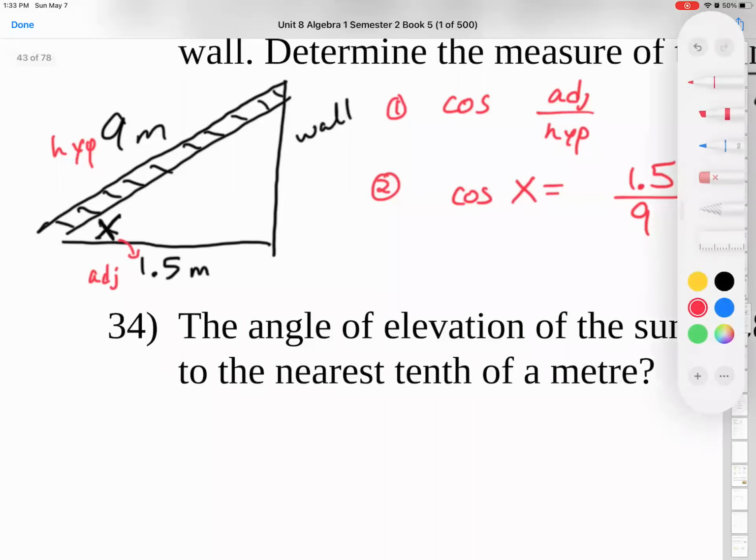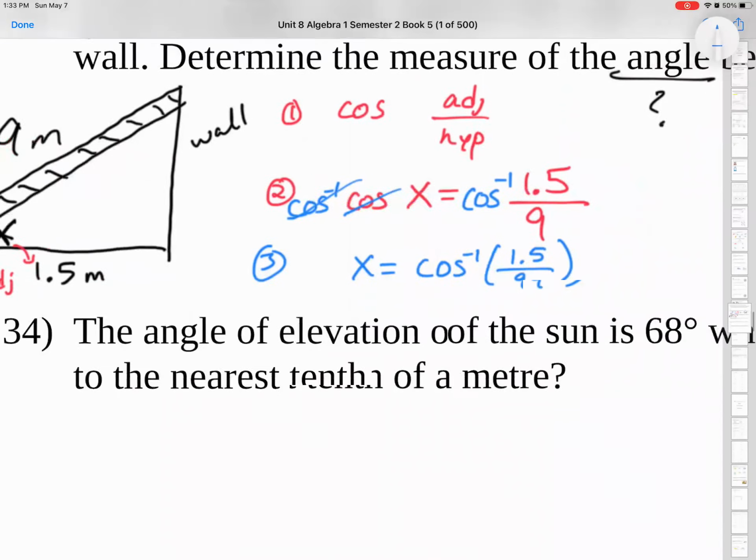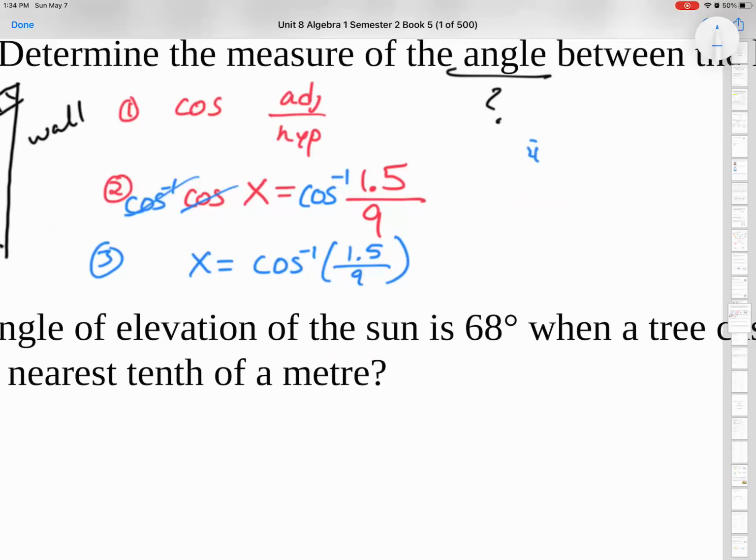And now we want to go ahead and solve. Since we're trying to find an angle measure, we have to use the cosine inverse of both sides. Cosine inverse comes together with cosine. And so we end up with x equals the cosine inverse of the 1.5 over 9. And then lastly, we just dump that into a calculator. And we see that x comes out to be 80 degrees. So our angle with this ladder is 80 degrees.